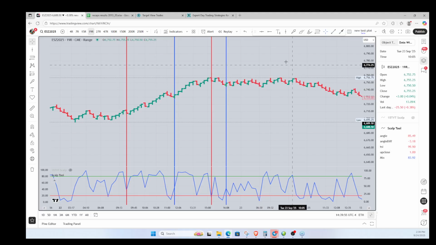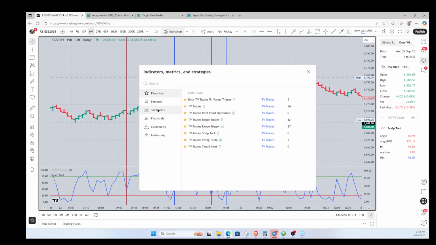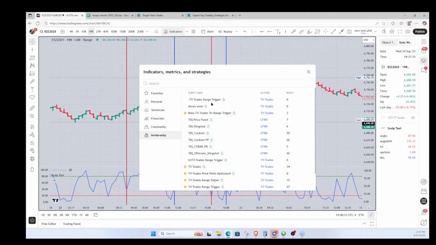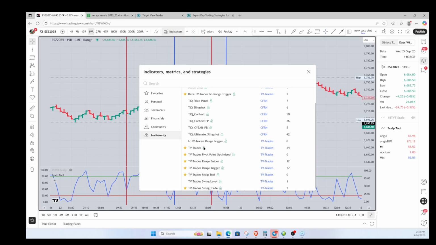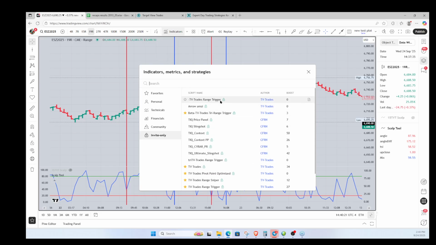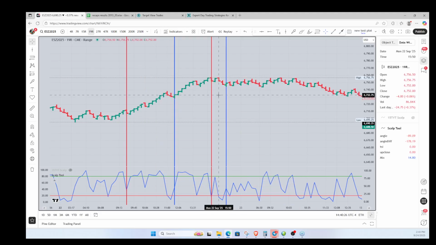But all the other tools you have access to. If you go in here and under favorites, you'll have the TV trades, the range sniper, the range trigger, and the swing trade. Those are the tools that you will have. Now this needs to be refreshed because there's something else in there. I created a new one today, and I don't see it in here. But anyway, I'll find it later.